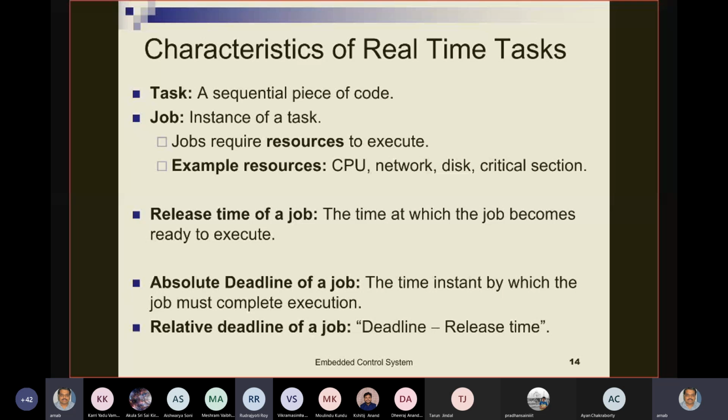Hello, are you in slide number 14? Yes, sir.